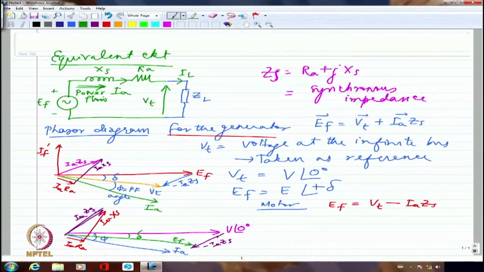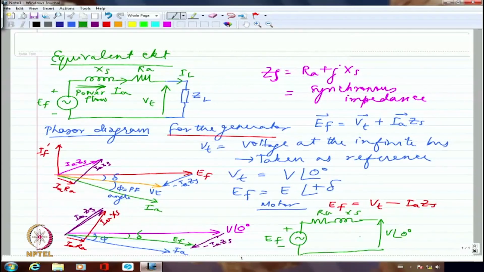Whereas if it is the motor, here is where my V angle 0 is, and I am going to have RA and XS here. So this is RA, this is XS, and here is where my back EMF is, which is EF. So the power is flowing in this direction. So in the case of a motor, the power is flowing from the three-phase infinite bus into the machine, whereas in the case of a generator, it is flowing from the machine back to the bus.